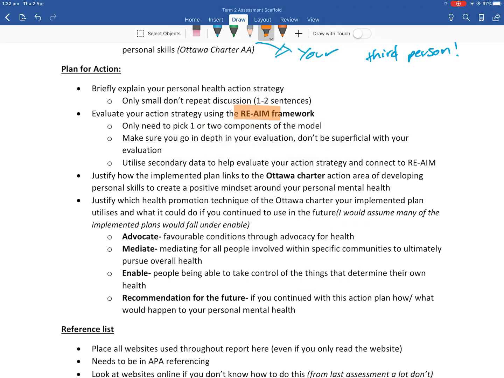Again, this is one of those new frameworks, so there will be information on that, and that'll come in about week 4, I believe. You only need to pick 1 or 2 components of the model, so we want you to be in depth in the ones that you pick. So you might only pick 1 but do it at a really good level, and that is perfectly fine. Or you might pick 2. What we don't want is superficial analysis or justification from the framework.